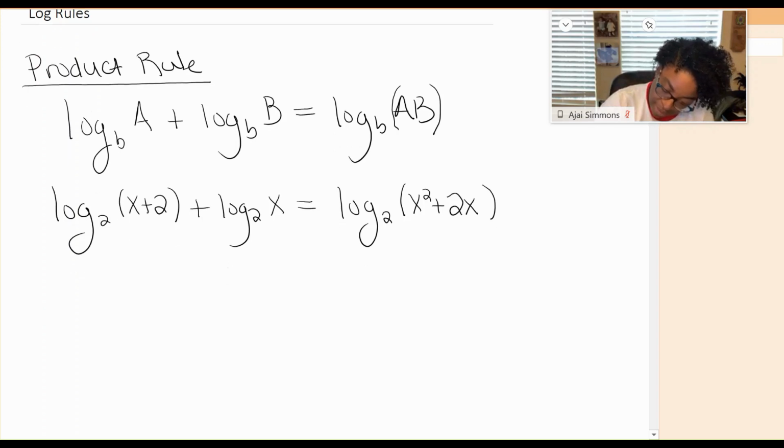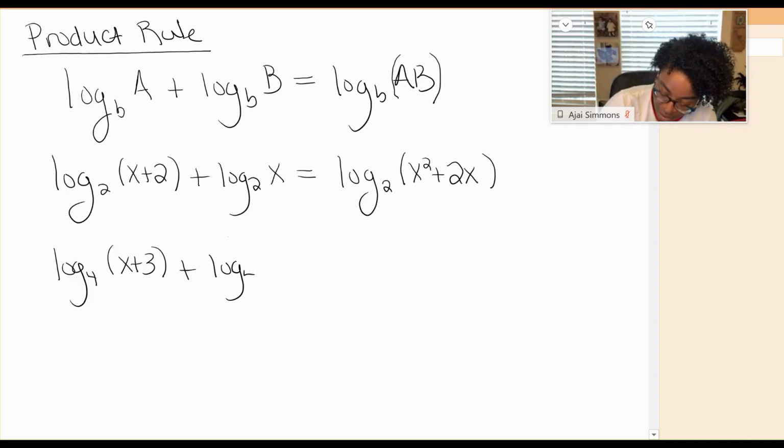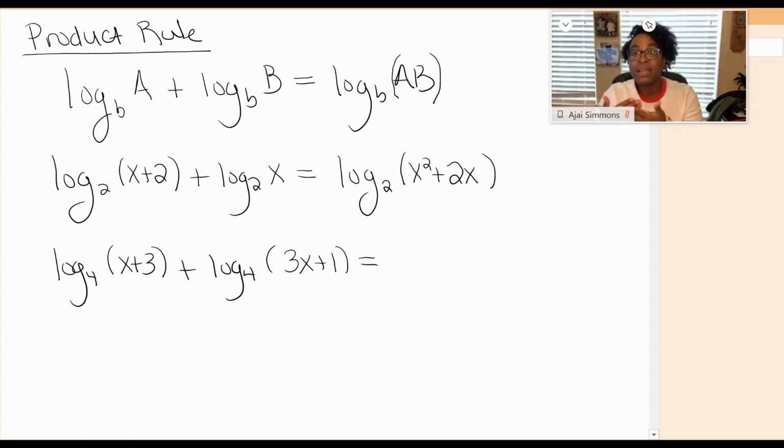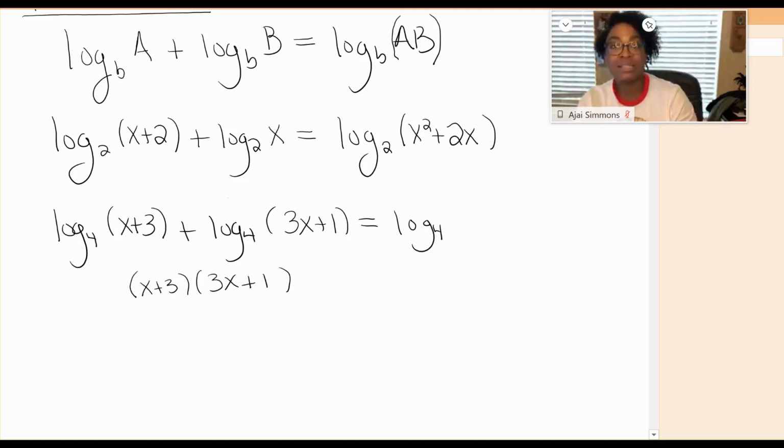So let's look at another one. Let's say if I have log base 4 of x plus 3, and then I have log base 4 of 3x plus 1. And I want to combine these together as one log. So because they have the same base, I'm going to keep the base the same, right? So this is going to be log base 4. But then I have to multiply x plus 3 times 3x plus 1. Now, if I was to look at this, I need to multiply these together, right? So in order to multiply these together, I'm going to have to do the FOIL method. I'm going to have to distribute, okay?